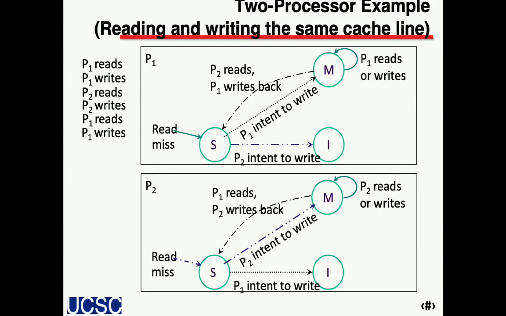And so you see in this example where we have these two processors reading and writing the same cache line, it actually generates quite a bit of traffic on this coherence protocol, where you're going back and forth between the M state, the S state, even the I state in some cases. And so this repeats on and on. In this example, questions?